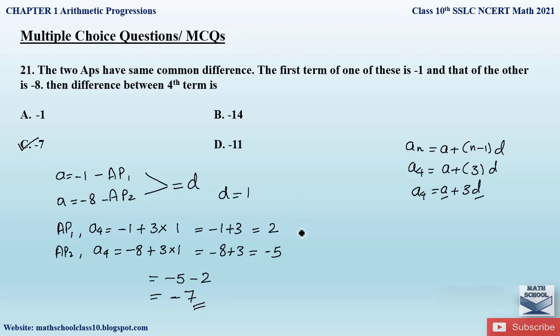So in these types of questions, you have to read the question very carefully, write down what is given, and accordingly find out the result. So here I'm assuming the d value as equal to 1. You can assume the value to be any value because the common difference will be the same in both the APs.